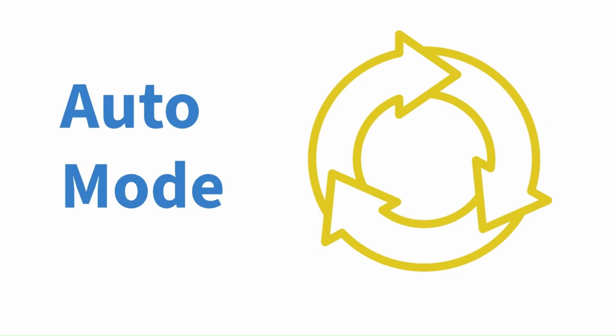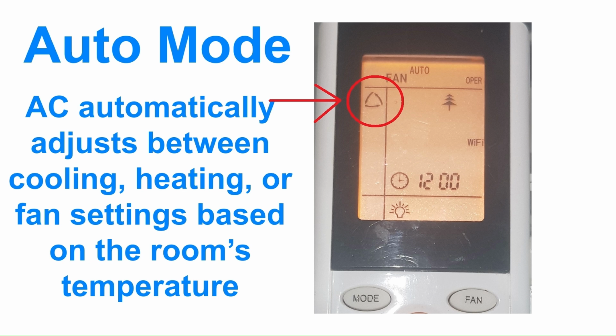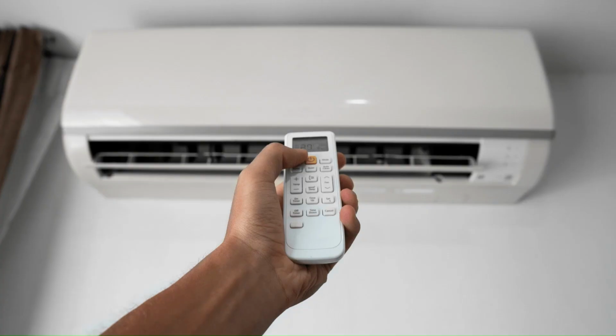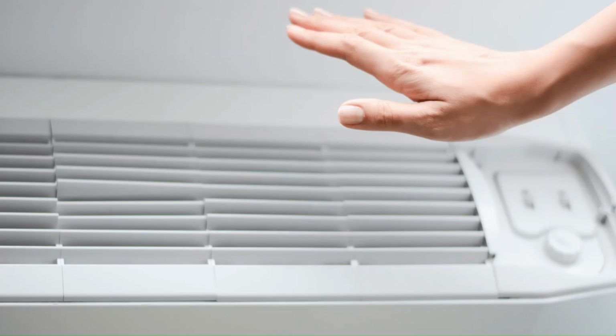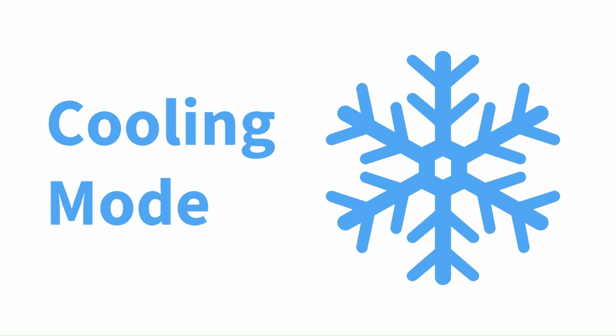The first symbol we'll talk about is the auto mode. The auto mode is typically shown with arrows forming a circle. In this mode, the AC automatically adjusts between cooling, heating, or fan settings based on the room's temperature. In this mode, the AC automatically adjusts the compressor and fan speed in relation to the current room temperature. Once the desired temperature has been achieved, the compressor is turned off and the fan speed is also automatically adjusted by the AC.